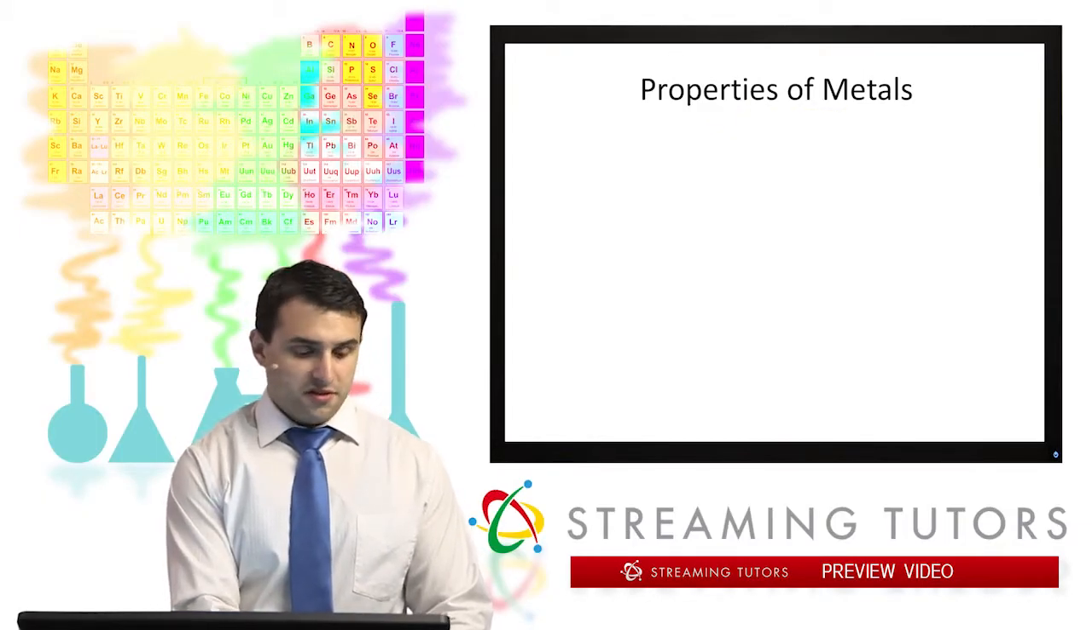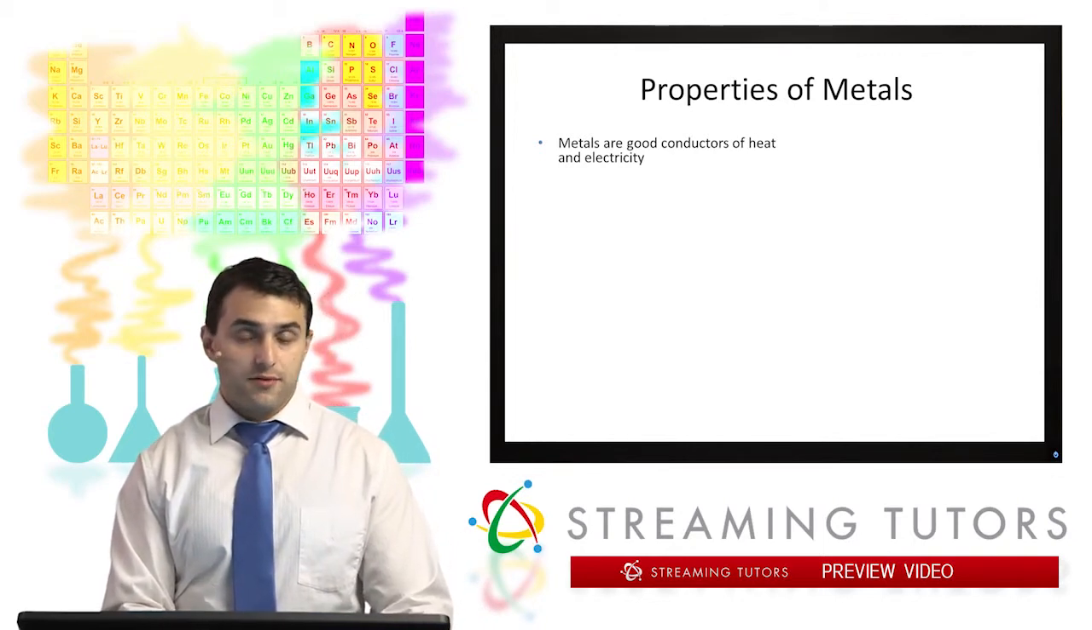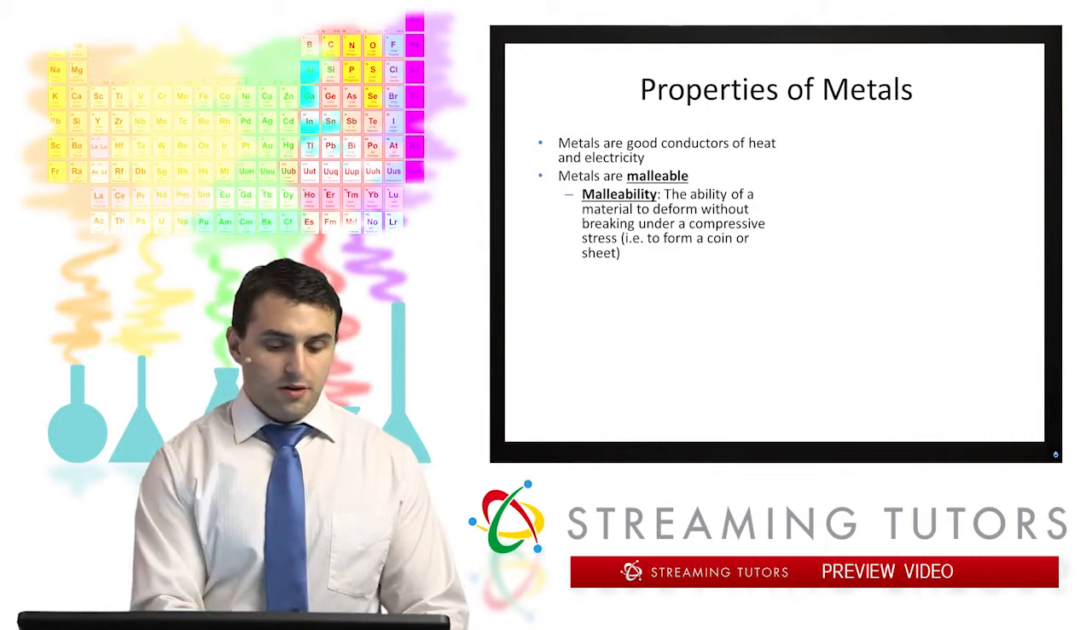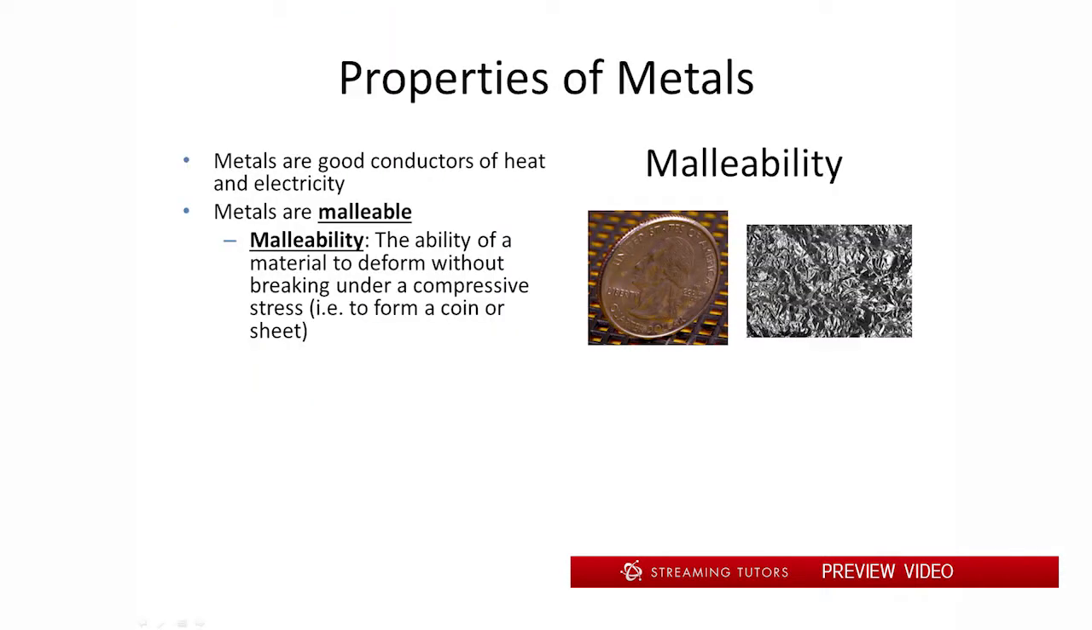So first we'll look at metals. Metals are good conductors of heat and electricity. That's why we use copper wire in our circuits. They're also malleable. Malleability is the ability of something to deform without breaking when we apply a compressive force to it. For example, a coin or foil. You can flatten out the metal by compressing it and it won't break. That's one of the big properties of metal, and that's why all of our coins are metallic.